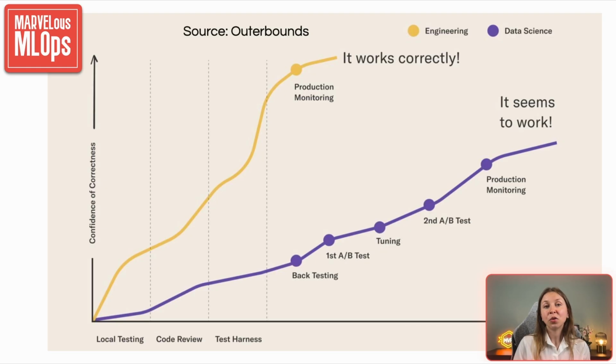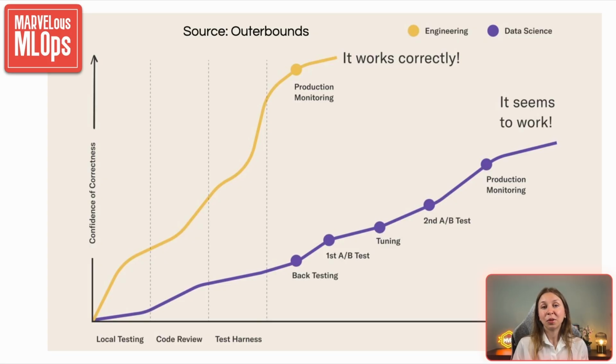There is a great diagram by Outerbounds, which shows the level of confidence in the correctness of the system, depending on what system we're talking about. So for a software engineering system, after local testing, after code reviews, and unit testing in the CI pipelines, we can be pretty sure that everything works as expected. But when it comes to machine learning systems, we never know for sure because the data may change any moment and everything will break.